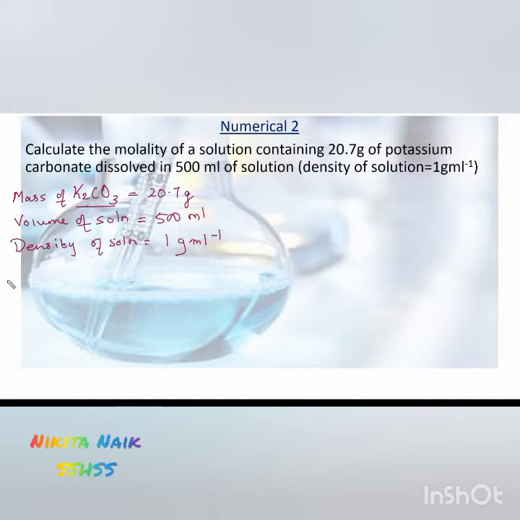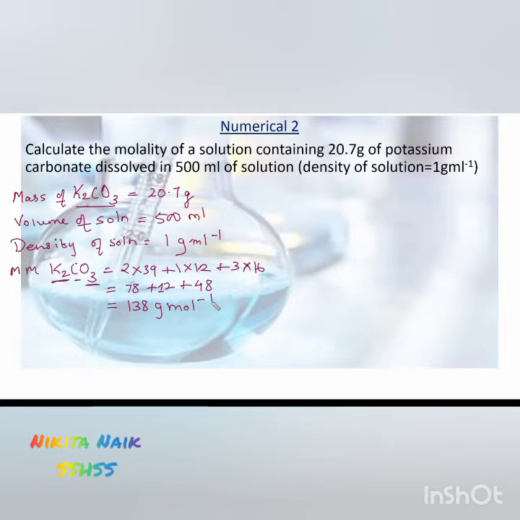Now what we have to do is, molar mass is not given, so we need to calculate the molar mass of K2CO3, which will be equal to 2 into 39 plus 1 into 12 plus 3 into 16, which will be equal to 78 plus 12 plus 48, and the molar mass of potassium carbonate is 138 gram per mole. Now we got molar mass.